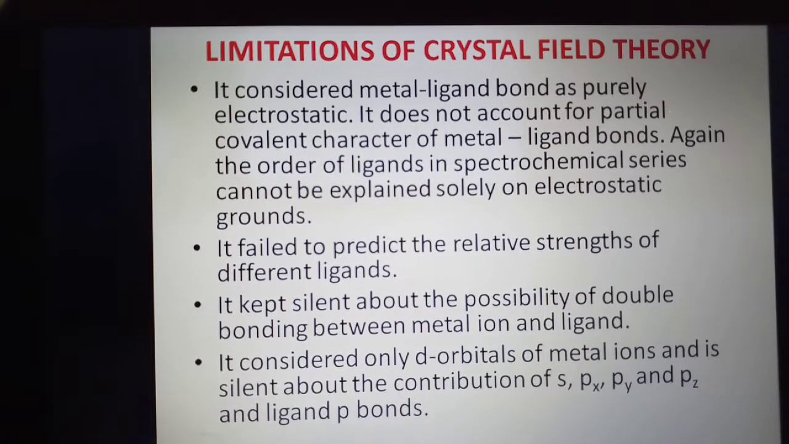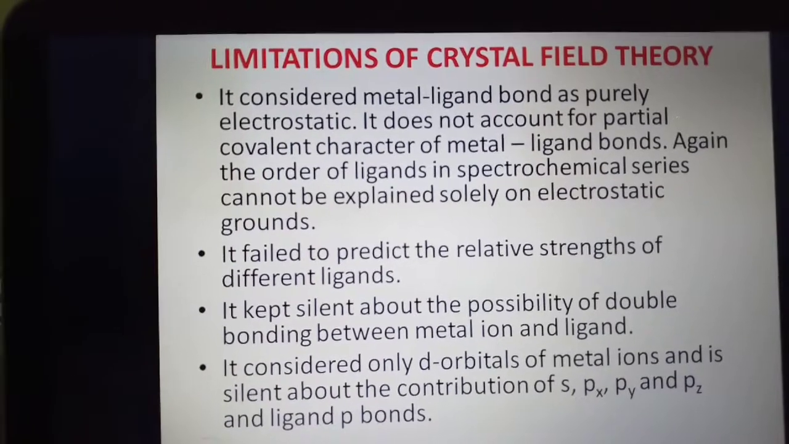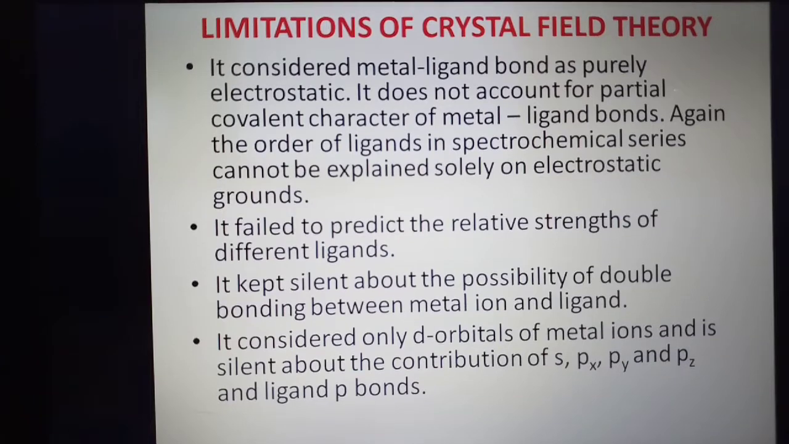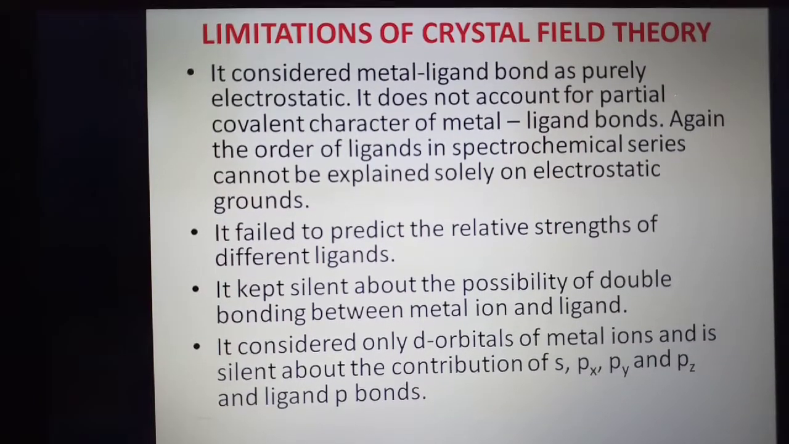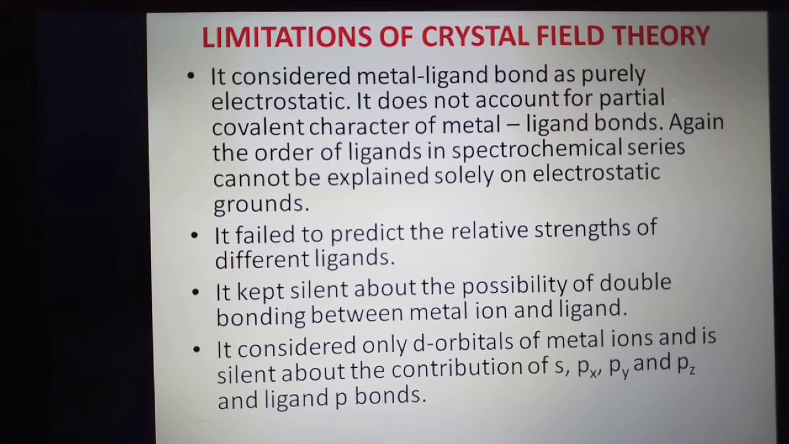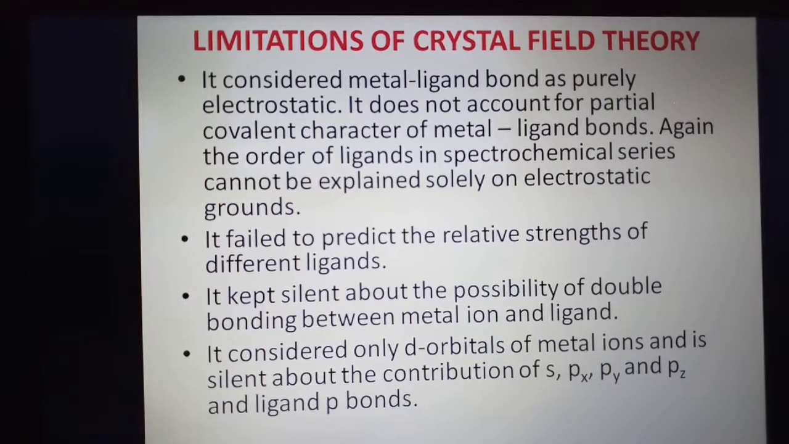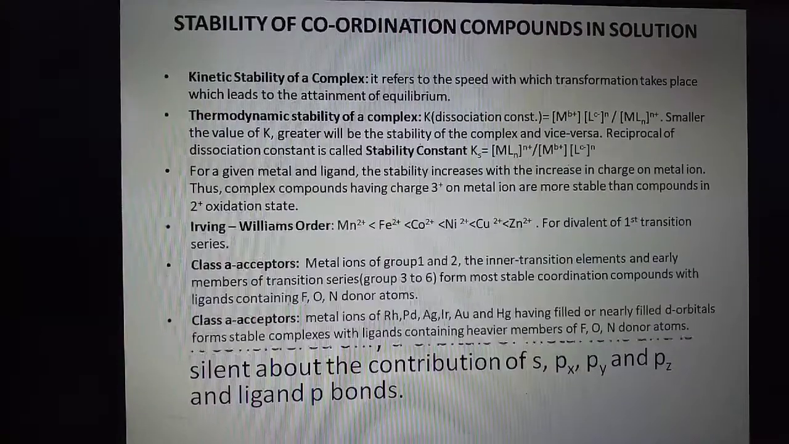Again, the order of the ligands in the spectrochemical series cannot be explained solely on electrostatic grounds. It failed to predict the relative strength of the different ligands. It kept silent about the possibility of double bonding between the metal ion and the ligand. And finally, it considered only the d orbitals of the metal ion and is silent about the contribution of the s orbital, px, py, pz and the ligand π bonds.